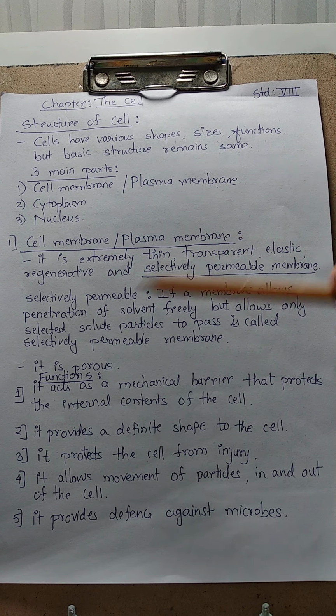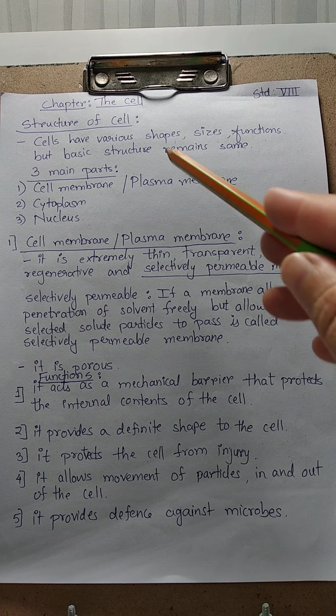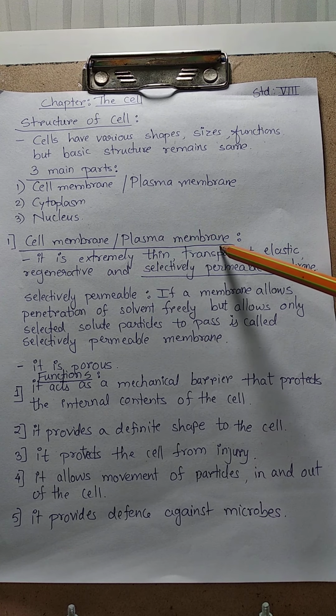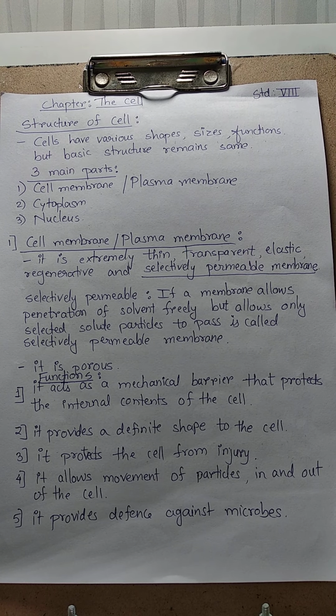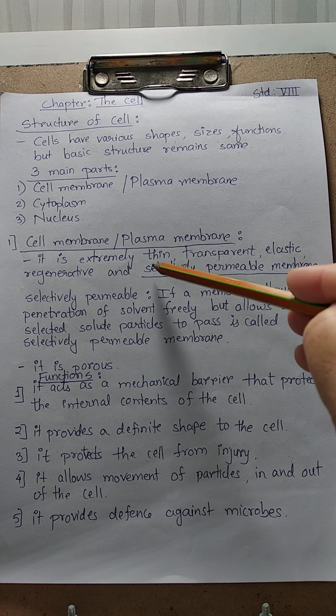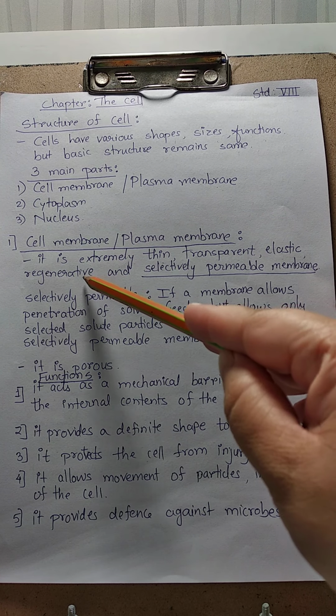Now let's try to understand these parts one by one in detail. So let's take the first part, which is the cell membrane or plasma membrane. Now, how does a cell membrane or plasma membrane look, and what are its characteristics? It is extremely thin. It is very thin, transparent, elastic, regenerative.